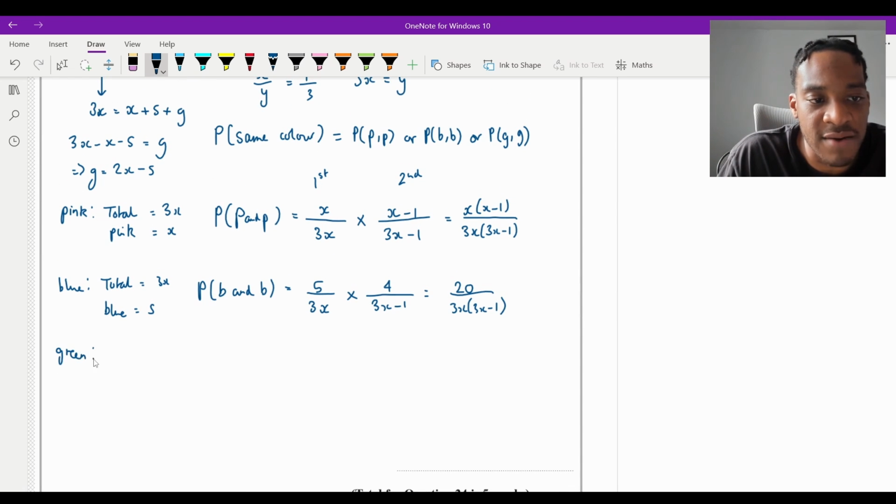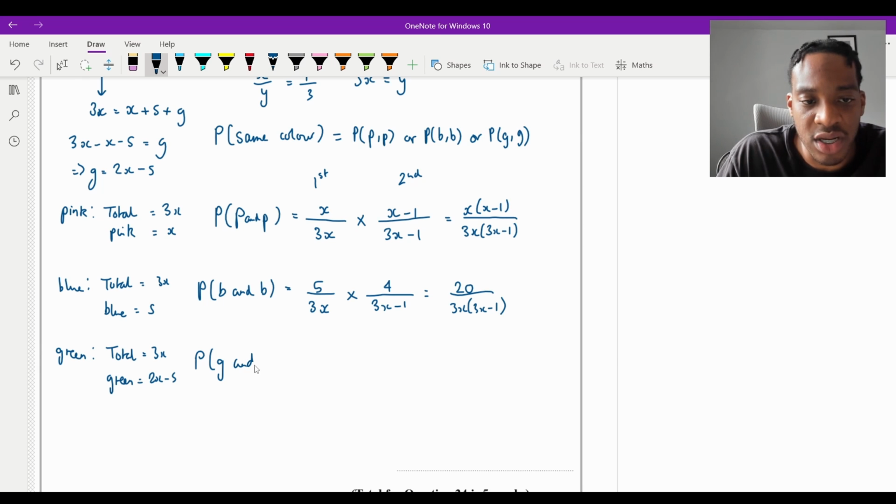Green, this here. The total is 3x. And we figured out an expression for the green in terms of x. It was 2x minus 5, isn't it? So I'm going to write green here is equal to 2x minus 5. So I'm going to set the probability of getting a G and a G, two greens. This is going to equal, firstly, how many greens do we have to start with? It's going to be 2x minus 5. And we're going to divide this by the total, which is 3x.